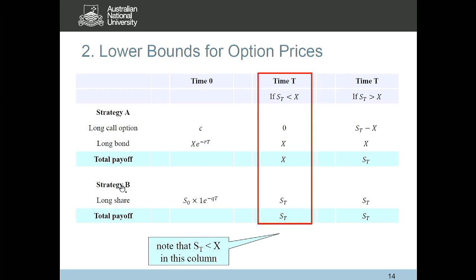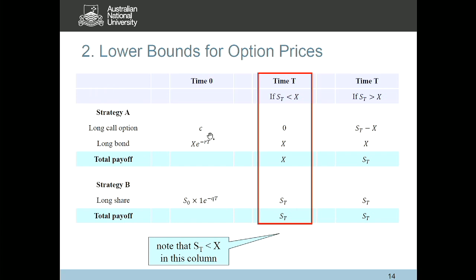So let's have a look at portfolio B first. In portfolio B, we just bought 1 times e to the power of minus qT amount of shares, and that would grow to ST in time T, right, at the maturity date. So ST is just whatever the market price is for the share. And then let's have a look at strategy A.